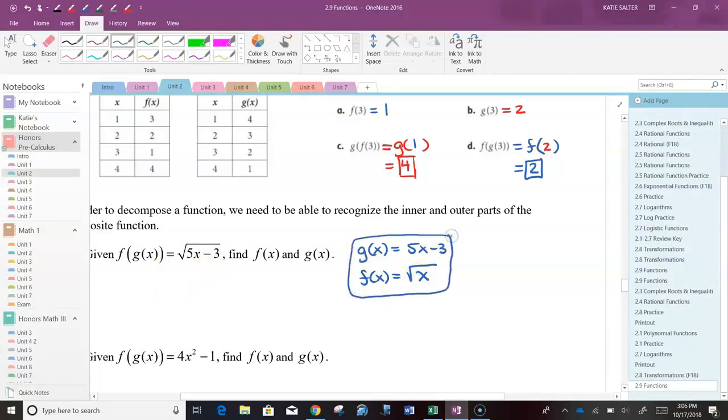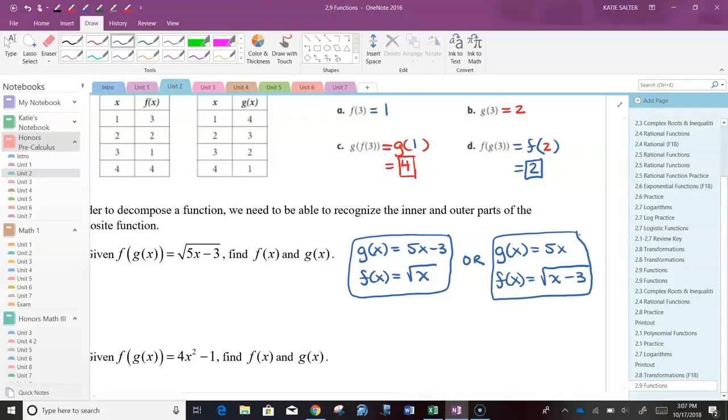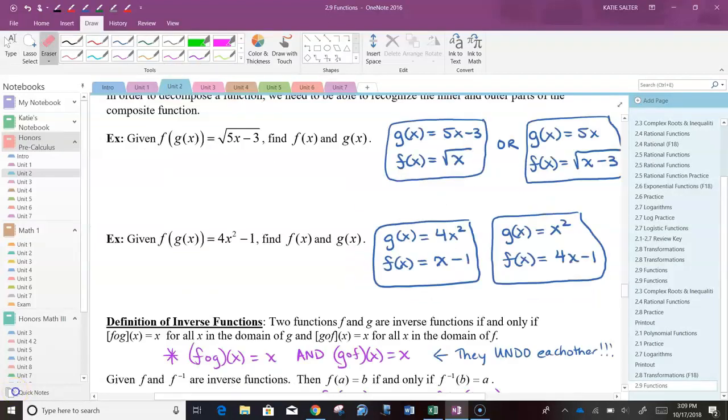We could have also said, well, I see 5x inside. So you could have also had g of x is equal to 5x. If we did it that way, what did we substitute that into to get the square root of 5x minus 3? We would have had to substitute that into the square root of x minus 3. This would also work. Whenever you are decomposing functions, make sure to check it and see if you were to compose that back, it would give you the original function. All right, pause the video and try the next one.